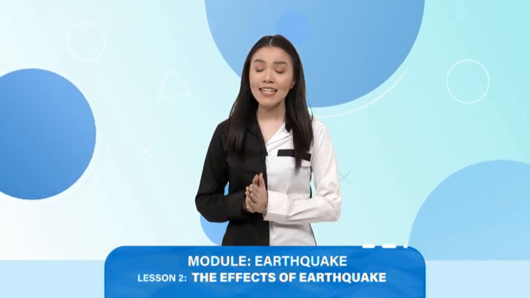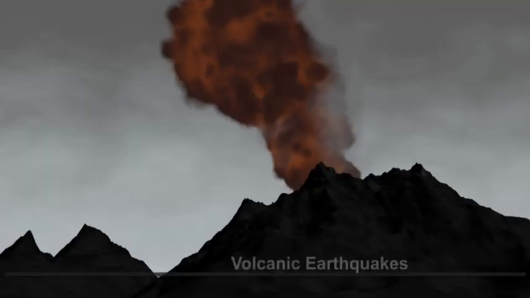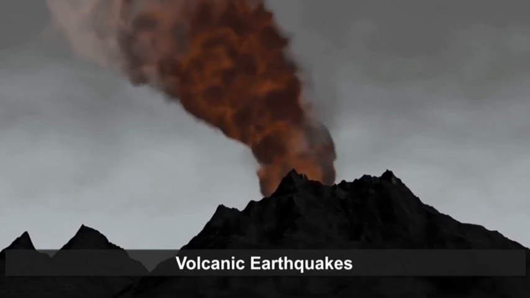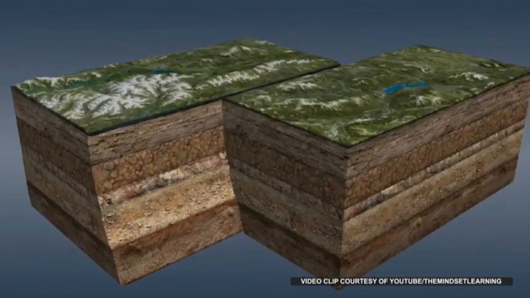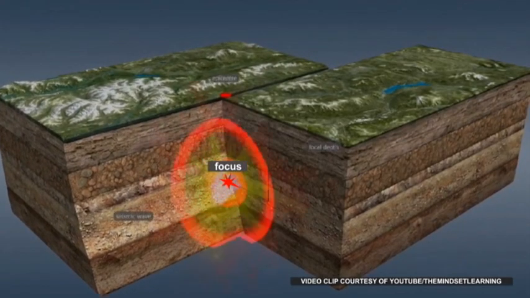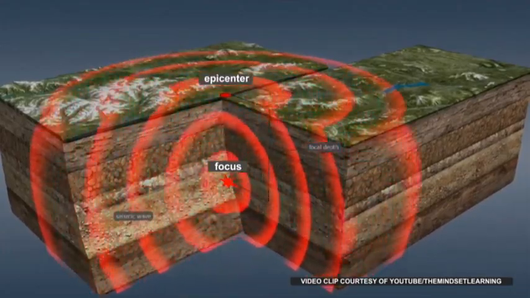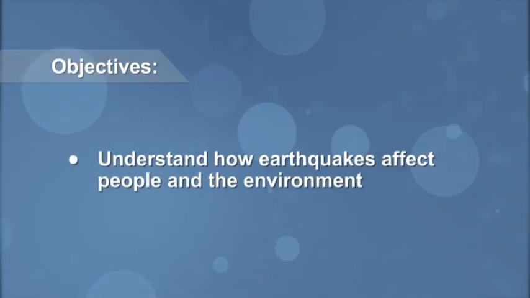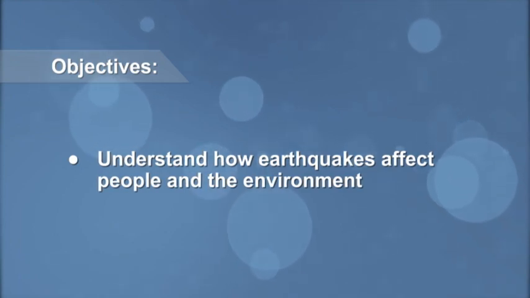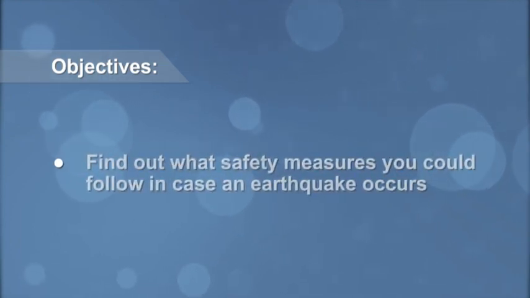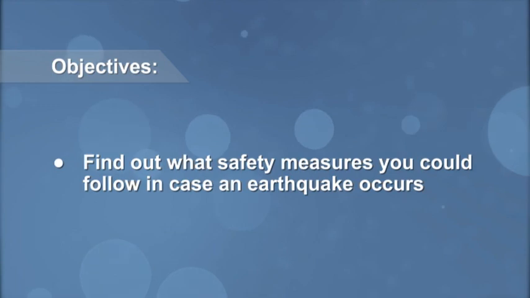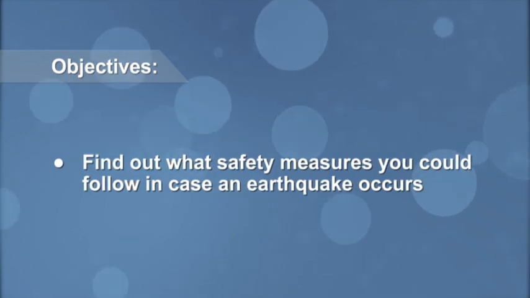Welcome back to another lesson on earthquakes. In Lesson 1, we learned all about the types of earthquakes. We also learned how to detect and measure their magnitude and intensity. In this lesson, we will look at the effects of earthquakes. At the end of this lesson, you will understand how earthquakes affect people and the environment, and find out what safety measures you could follow in case an earthquake occurs.